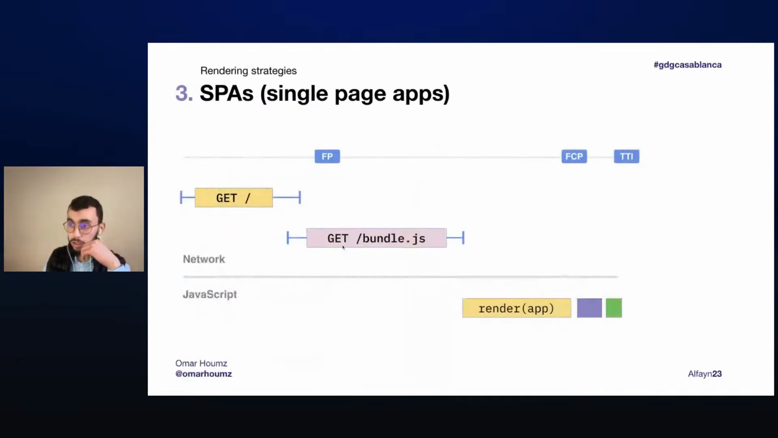After loading all of this, the bundle.js request is sent. So after I get the HTML, I now need to get the JavaScript. Once all of the JavaScript is loaded from the request, we go on to the JavaScript side. So there are 3 steps. First, we read the JavaScript and understand what it does, and then we actually render the app.